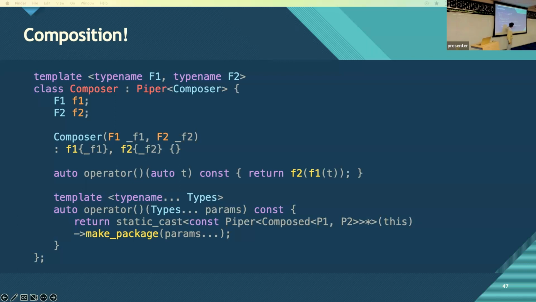Yeah, it's a piper of composer of F1 and F2. So I'm saying I don't think you need the template arguments to composer, because it's an injected class name. Yeah, well, redundancy is not gonna kill us all. Okay.